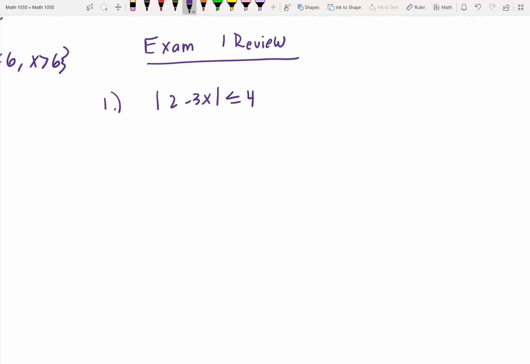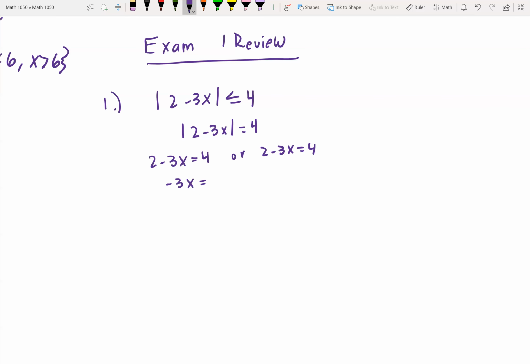So this is an absolute value inequality. You have to know the steps for absolute value inequalities in order to get this right. Step one is to get the absolute value alone, which it is. Step two is to make it an equal sign. So it looks like that. Step three is to split it in two. So it looks like that. Step four is to solve.